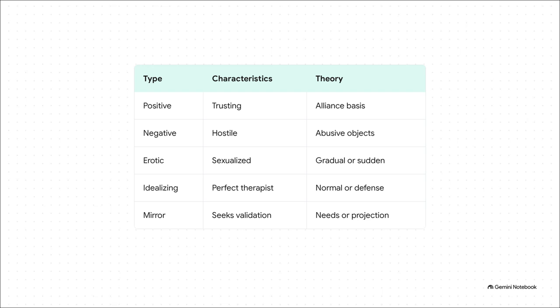Now, when we look at idealizing and mirror transferences, it gets super interesting because we have competing theoretical lenses. Take Heinz Kohut. He viewed idealizing the therapist or seeking that mirroring validation as a completely normal developmental need, just a way to patch together a fragmented self. But Otto Kernberg looked at the exact same behavior and saw a defense mechanism. To Kernberg, idealization is a defense against underlying rage and envy, and mirroring is just the projection of a grandiose self. As clinicians, we really need to understand both angles.